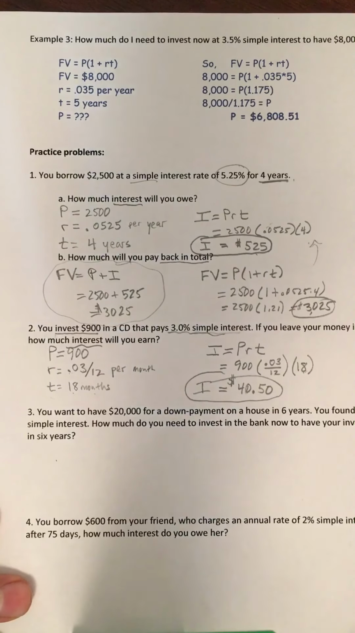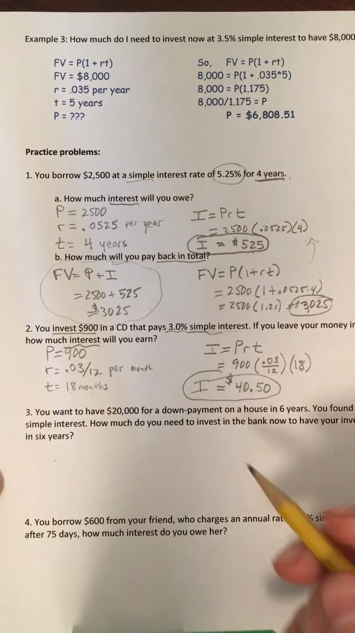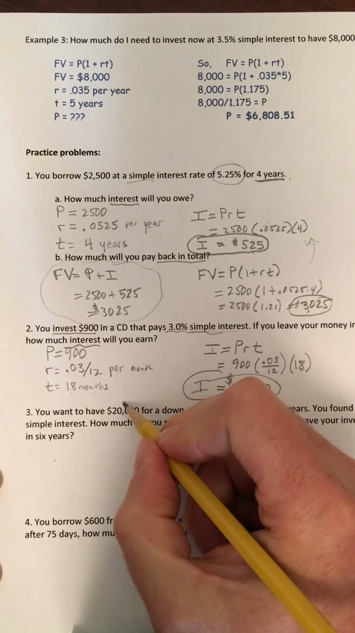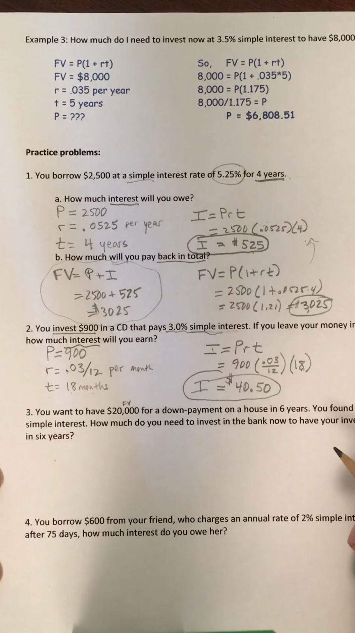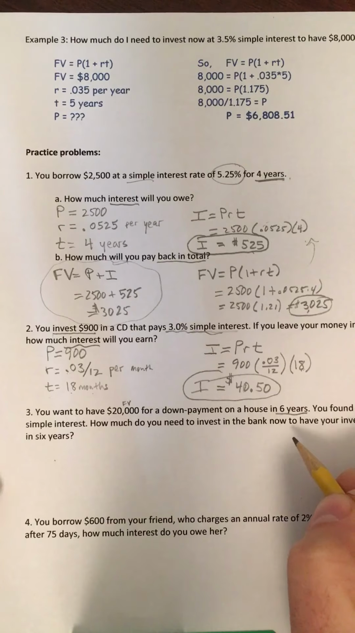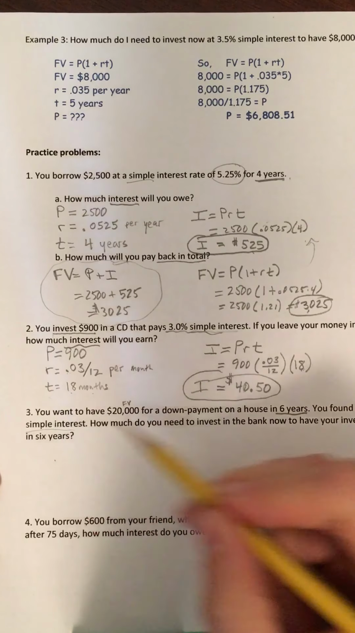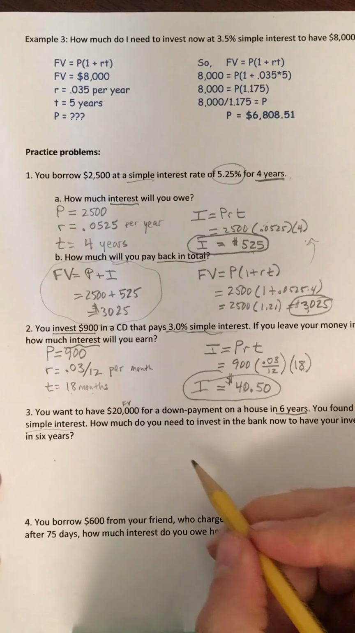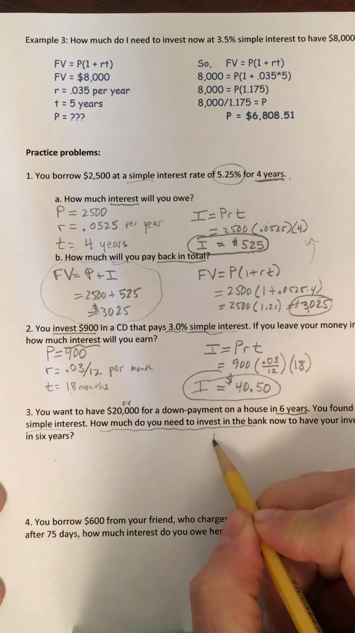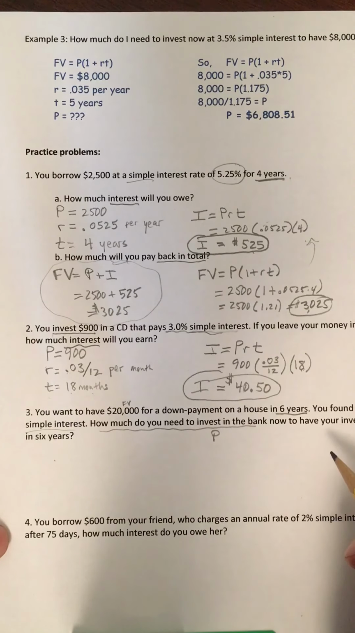All right, question 3 is like example 3 up here. Hopefully you've looked at that one. Here's the setup. We want to have $20,000. That's my future value. I don't have $20,000, but I want to have $20,000 in 6 years. I found a bank that's paying 7% simple interest, so that's my annual interest rate. How much do I need to invest?